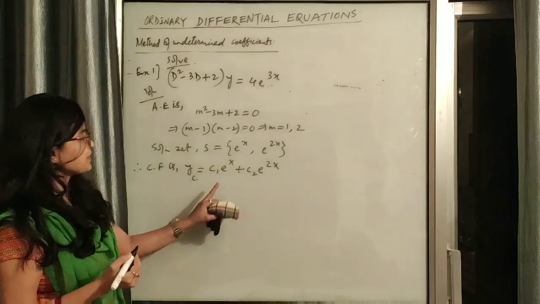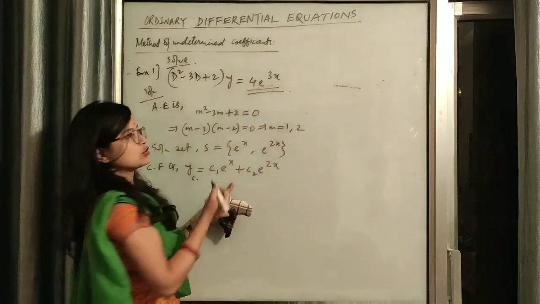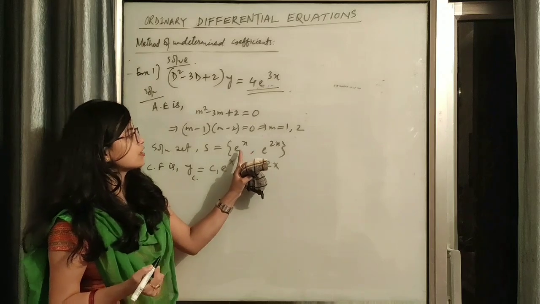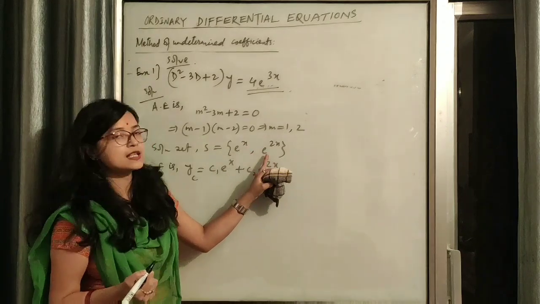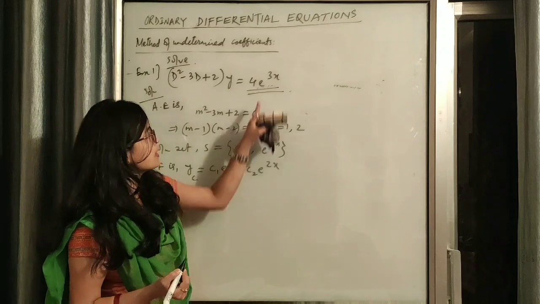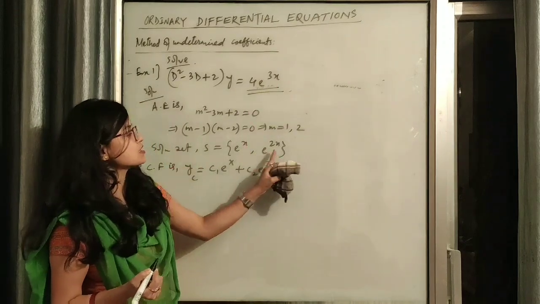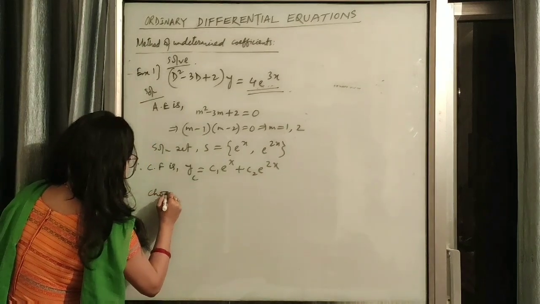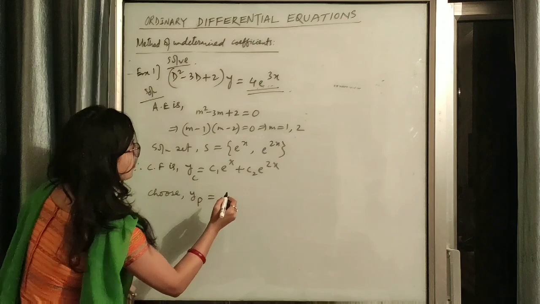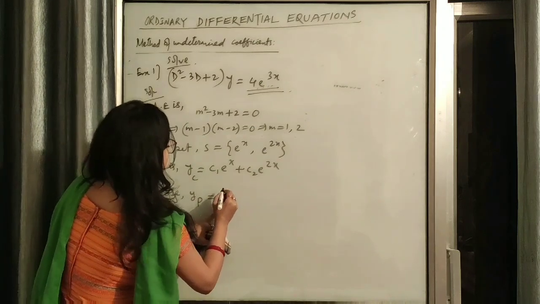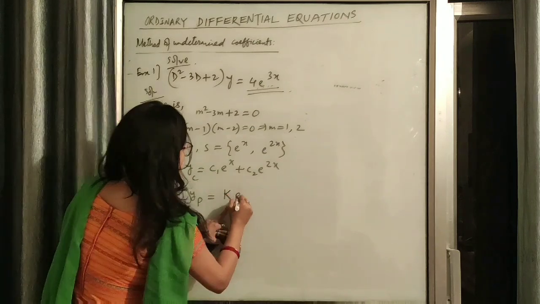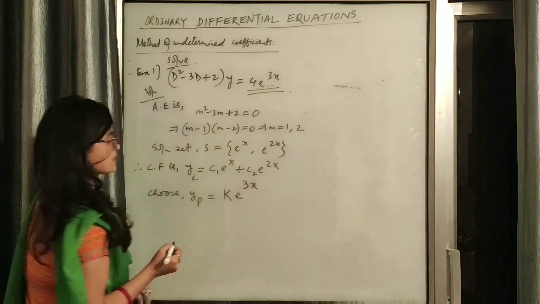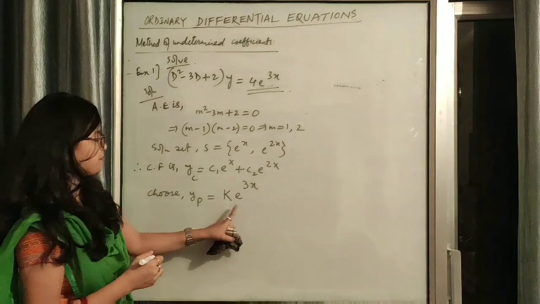Now you can see the right hand side function is 4e^(3x), and the complementary function, or you can see the solution set, involves exponential terms e^x and e^(2x). So here you can see the right hand side function is different from this solution set. So we choose the PI as yp equal to some constant k e^(3x). It's coming from the table. You can see the table. You will understand this.